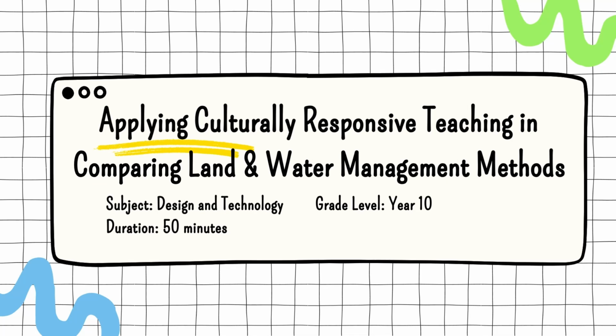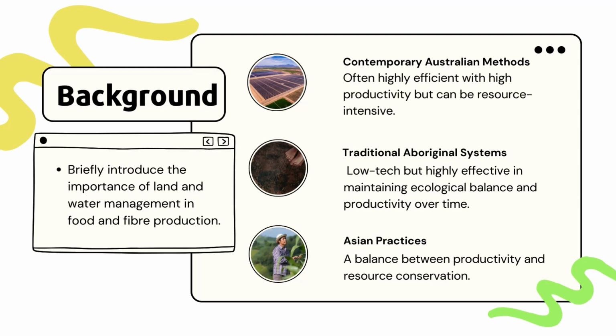For this specific course, we'll compare land and water management methods in contemporary Australian food and fiber production and traditional Aboriginal systems and countries of Asia. For example, minimum tillage cropping and water efficient irrigation. So to start, we have a little bit of background knowledge about this course.